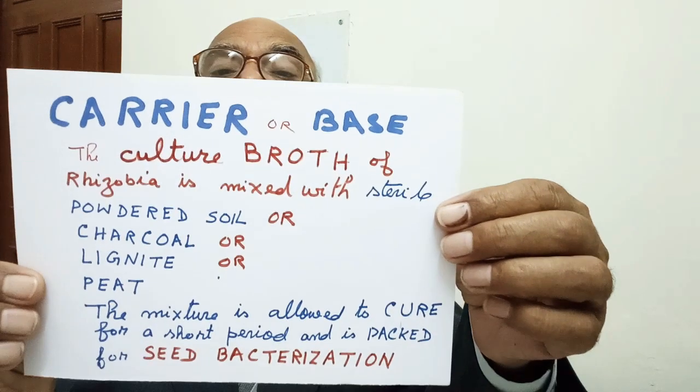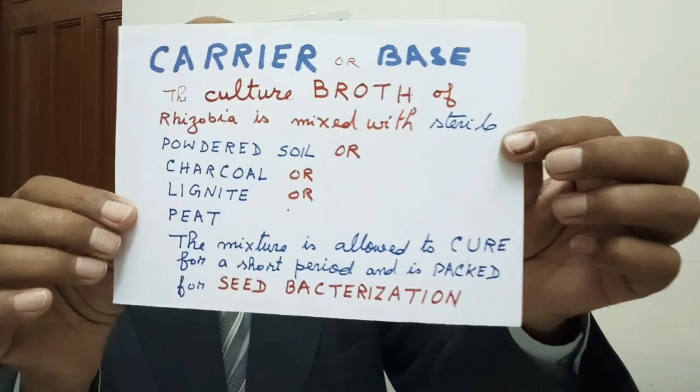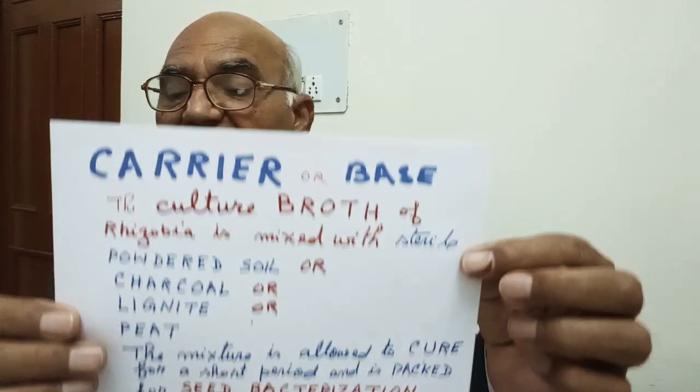There is a term that students are expected to know, that is what a carrier is. So a carrier or base is the culture broth of rhizobia mixed with sterile powdered soil or charcoal or lignite or peat. The mixture is allowed to cure for a short period and is packed for seed bacterization. So this is the definition of what a carrier is, and different substances are being used as carriers so that it may be supplied to the farmer for the sake of convenience to carry in the field for use.